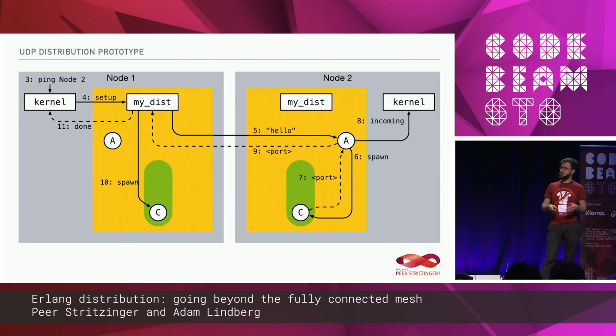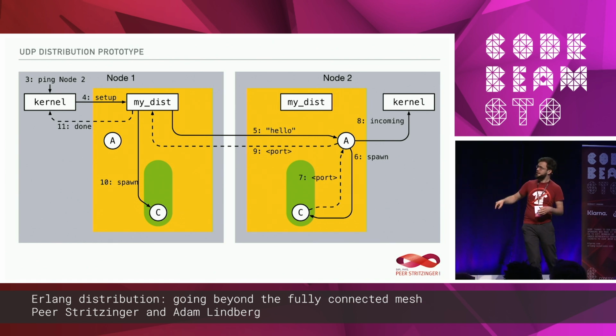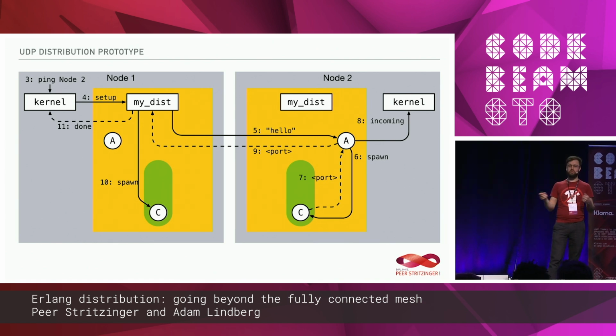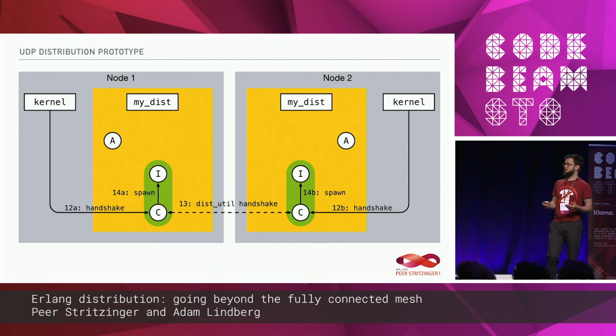And on the very left side, in the top left corner, if you want to ping the second node from the first one, it ends up in the kernel, which tells your distribution behavior to connect to the acceptor on the other node, synchronizes with the kernel, and spawns a connection process on both sides. And then after this, the kernels actually do a handshake.